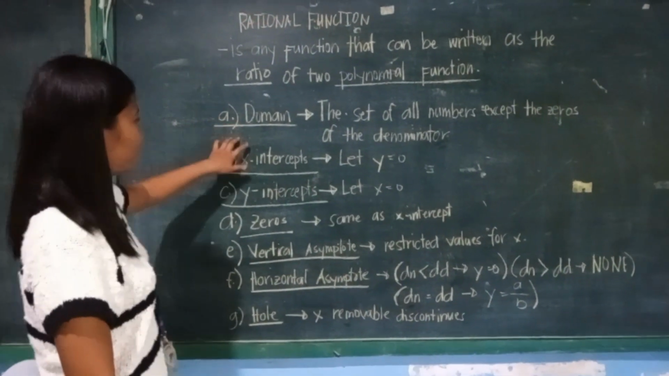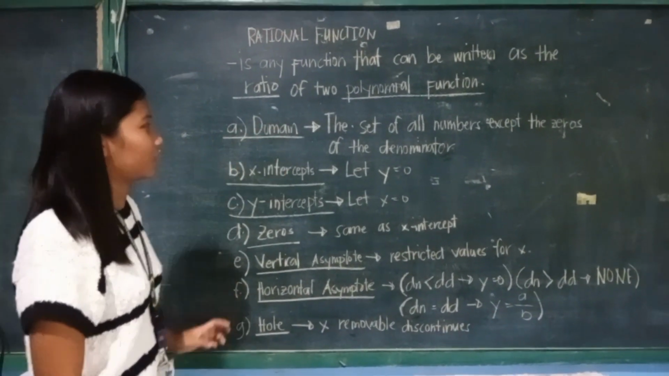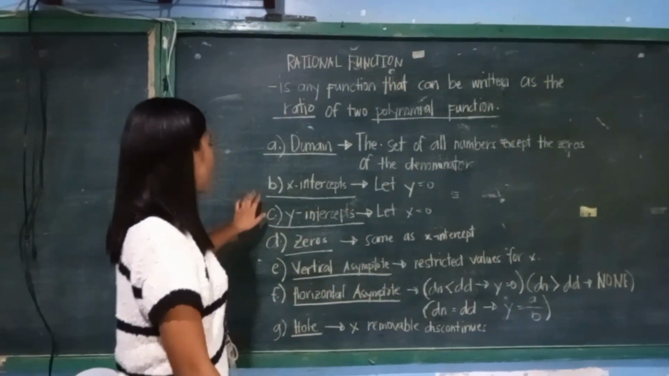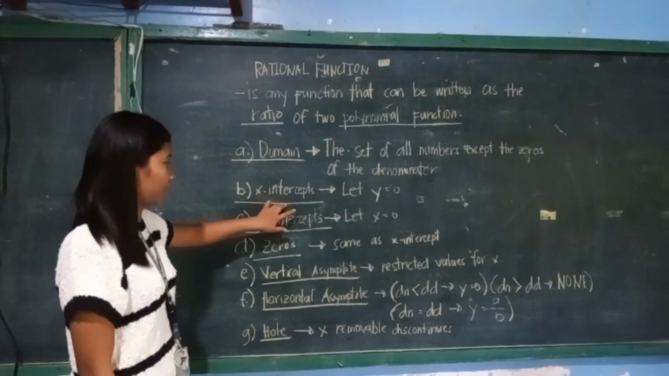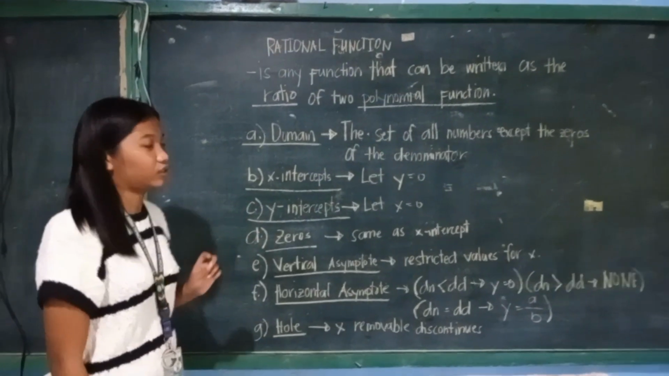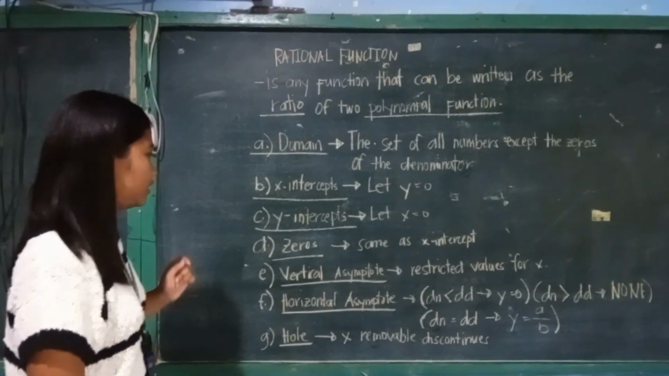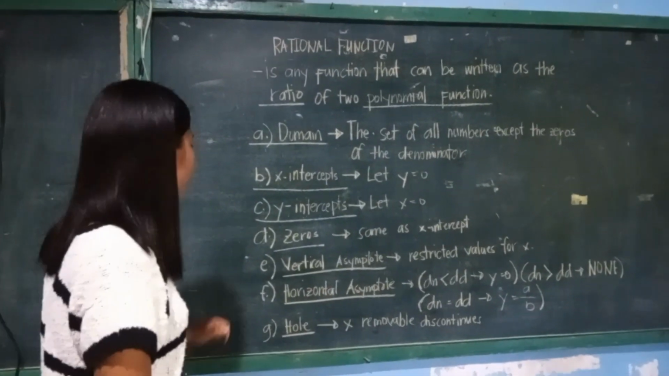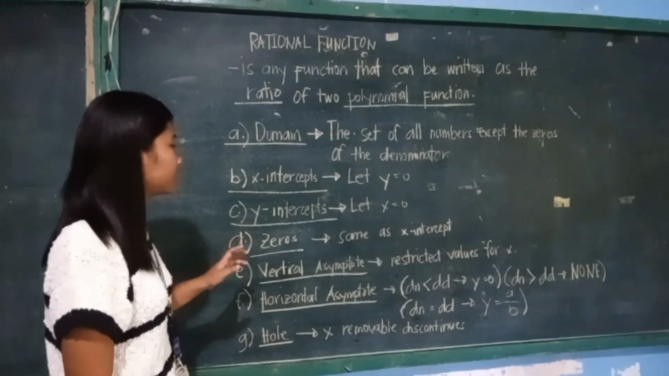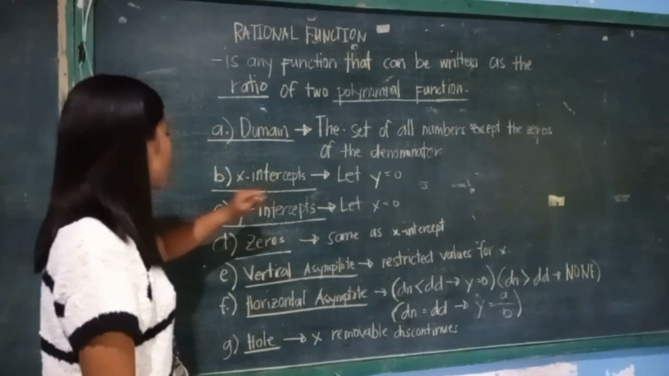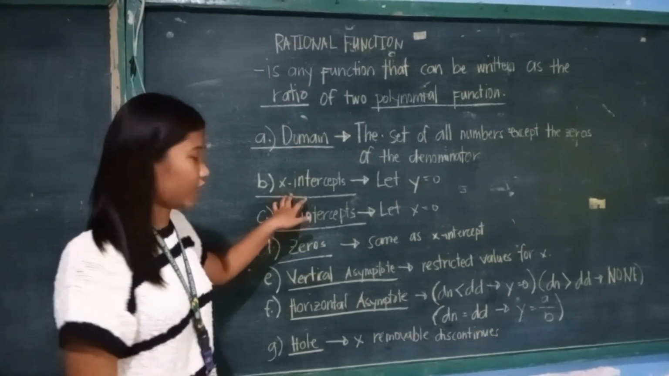So the first one is domain. The domain is the set of all numbers except the zeros of the denominator. The second one is x-intercepts: let y equal 0, while for the y-intercept, let x equal 0. And the zeros are the same as the x-intercepts. Kung unsa yung answer mo sa zeros, same gyapon siya sa x-intercept.